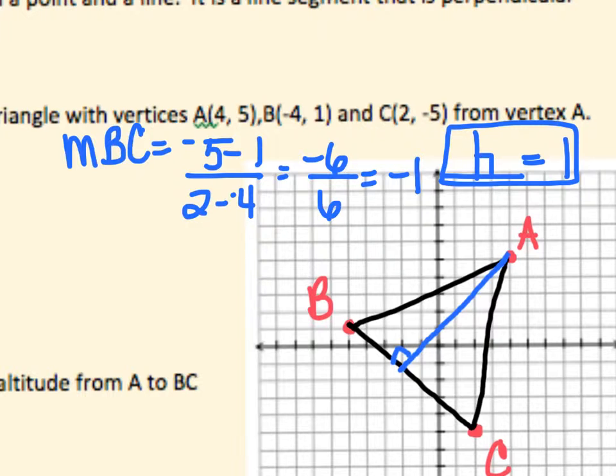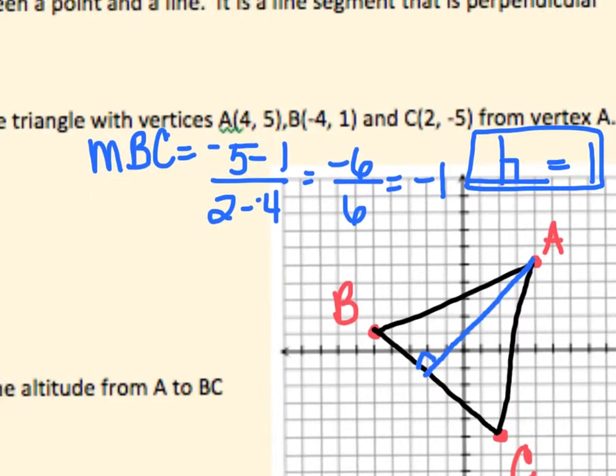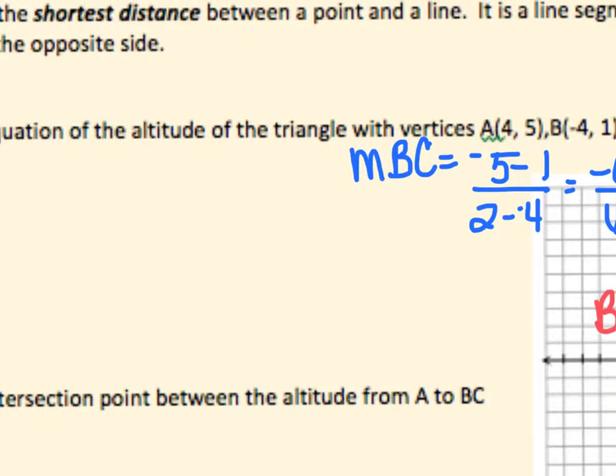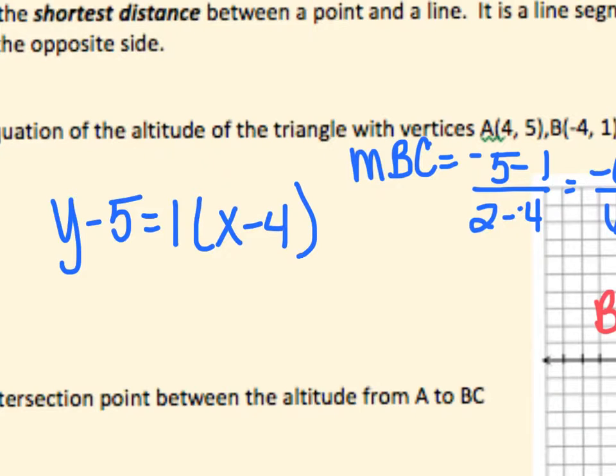And then the only point that we know that it goes through is point A. It doesn't say it goes through the midpoint or anything on BC. So y minus 5 equals 1 times x minus 4. And just for the sake of practice, let's go ahead and write this in slope-intercept form. It's going to be -4, and then when you add the 5 over, it will be a +1.